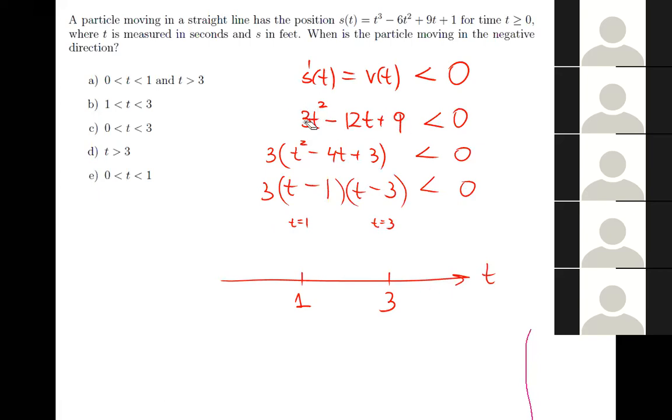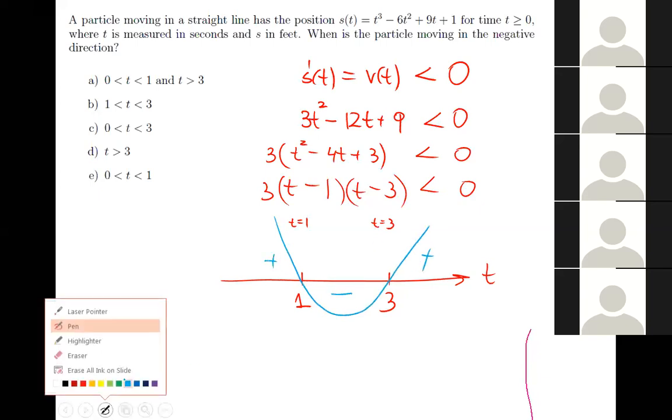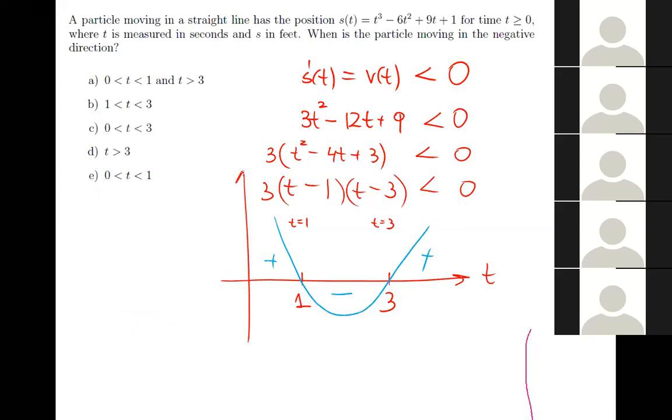Okay, but what I can do, I can test each sub-interval, or I can think about the velocity as a quadratic function. Can you see this is a quadratic function? The graph of the quadratic function is a parabola. Since the leading coefficient is positive, the parabola opens up. And those are my zeros. Negative, positive, positive. Of course, we're only looking at positive t, because at 0. That means this function or this inequality is negative if t values are between 1 and 3.